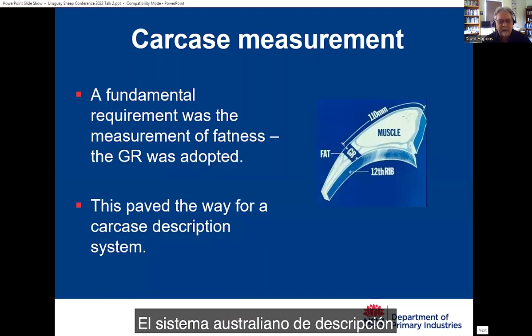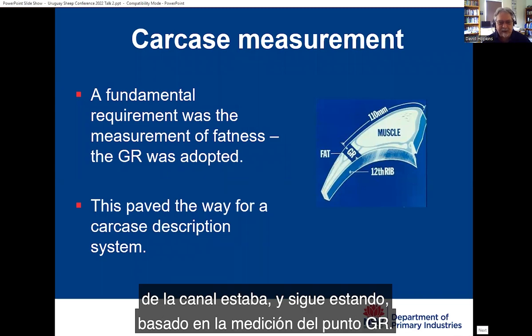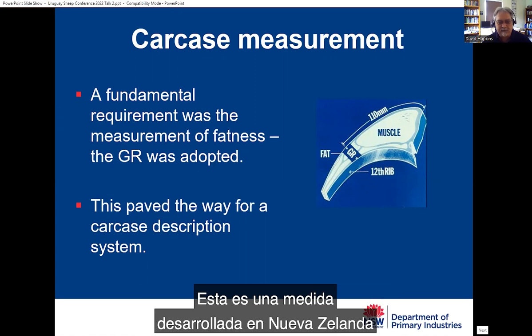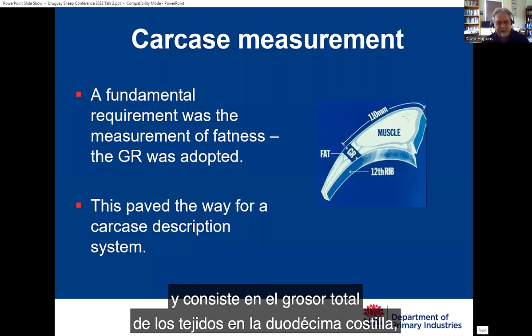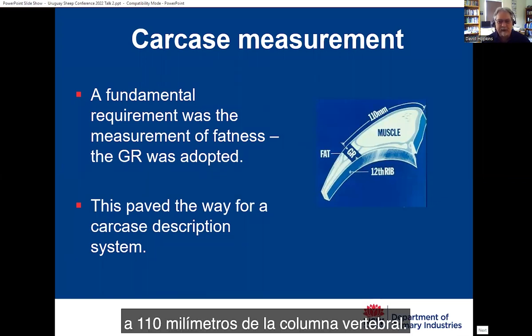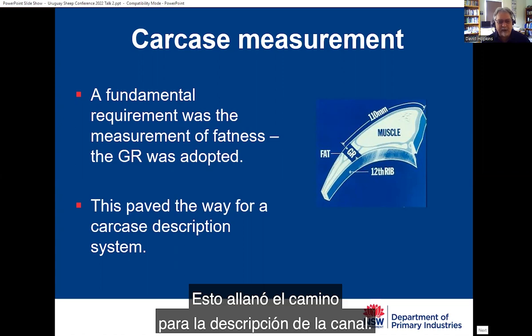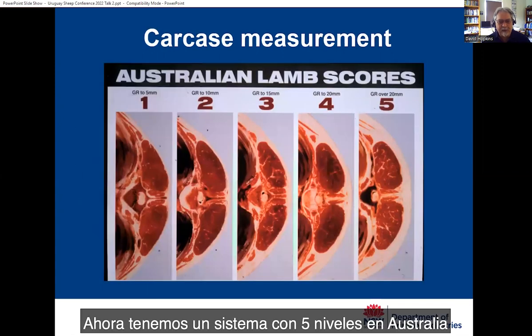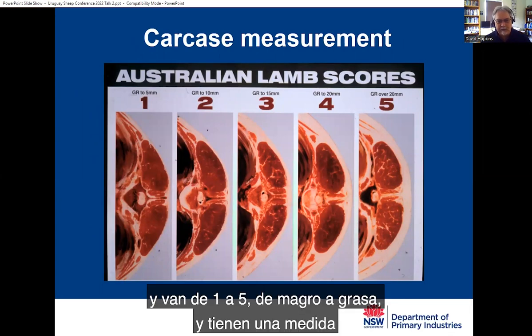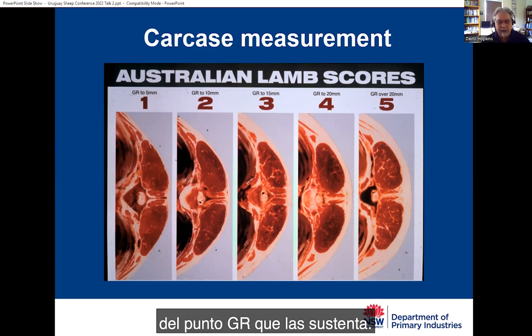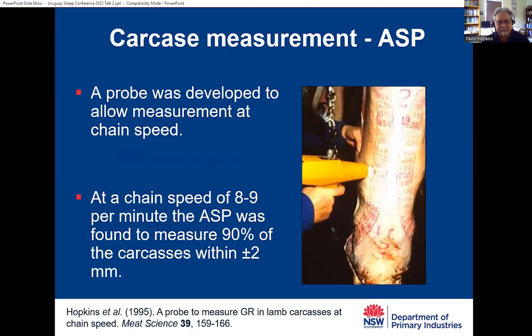Now, our system of carcass description in Australia was based on, and it largely still is based on, the GR measurement. This is a measurement developed in New Zealand, and it's the total tissue thickness at the 12th rib, 110 millimeters from the backbone. And this paved the way for carcass description. So now we have a system where we've got 5 fat scores in Australia, and they go from 1 to 5, from lean to fat, and they've got a GR measurement that underpins them.